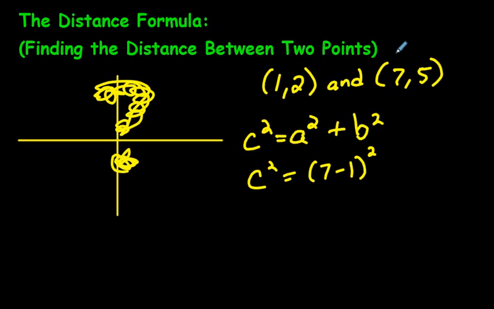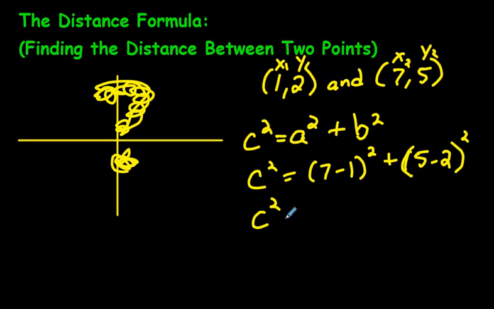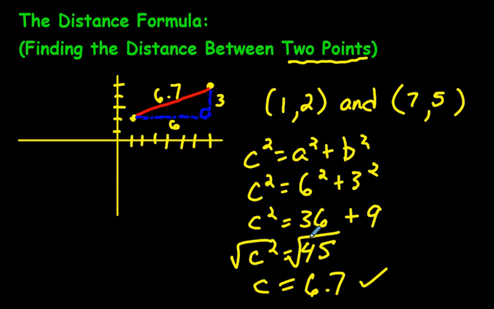Okay, 7 minus 1. Those are the x values. We could call this x2 and this x1. And then we subtracted these two numbers. So let's call this y2 and y1. 5 minus 2 in brackets. That bracket is terrible. Squared. And then we ended up getting 6 squared plus 3 squared. And we ended up getting the answer that we did. And I won't go through it all because it's just like rewriting the whole thing again. But we ended up getting 6.7.